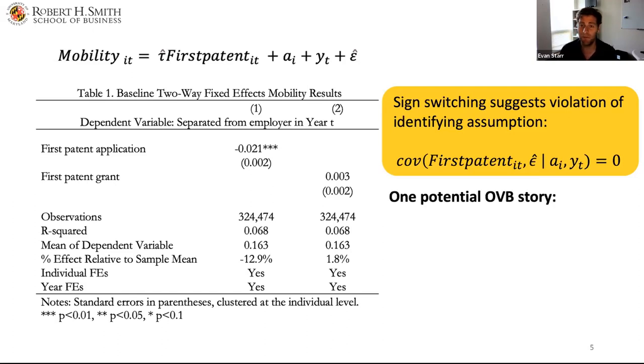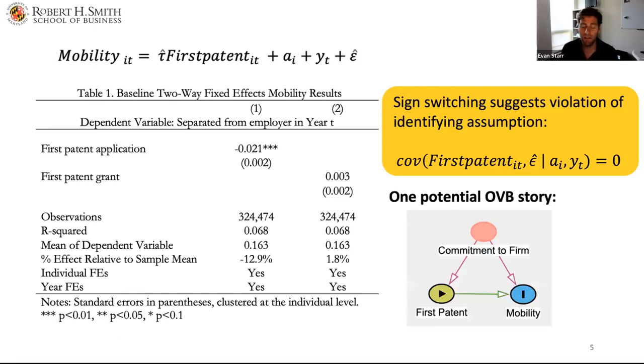Here is one potential omitted variable story that we think is natural. Imagine some workers are just more committed to their firm. Maybe their spouse works at their firm, and their commute is really short, and so they are not going to leave their firm. They're super committed. Because they're committed to the firm, they're really willing to invest in developing an invention, but they were also already less likely to leave. So that's a story where workers who have some propensity to be committed to their firm might be underlying some of these negative mobility effects that we observe for patent applications.